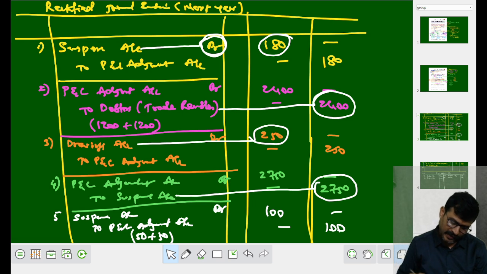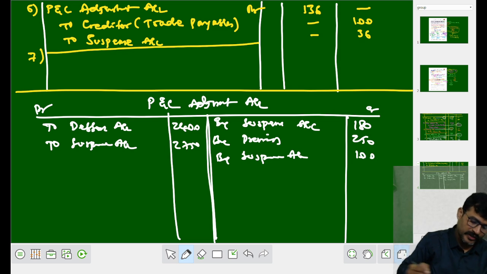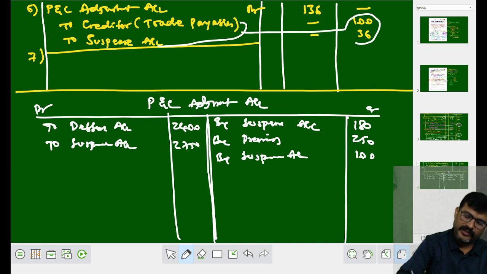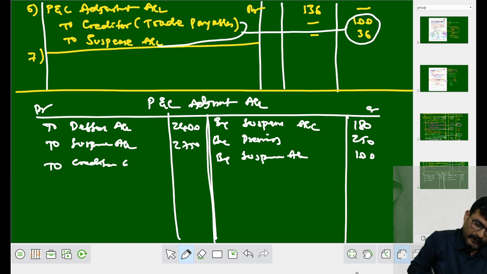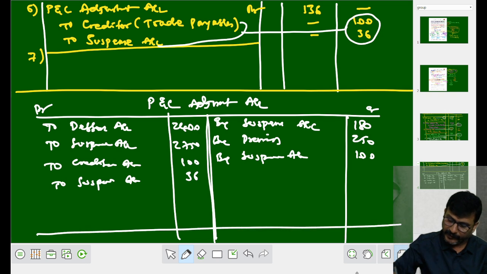See the next one. Suspense account debit to P&L adjustment. Suspense again is in the debit side, so it goes to where? Credit side. See the last entry. P&L adjustment to creditor, to supplier. So what we have to write? Both the creditors and the suppliers are in the credit side of journal, so they come where? To the debit side of ledger. So let me write to creditors account 100, to suspense account 36. Now you close completely, my dear student.